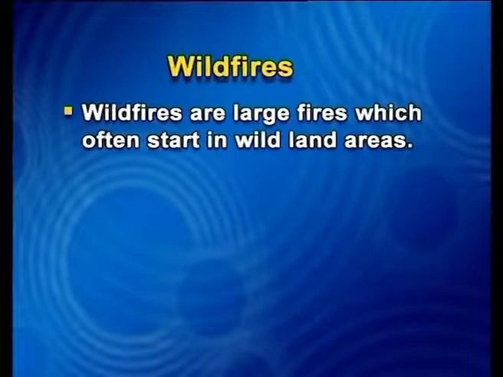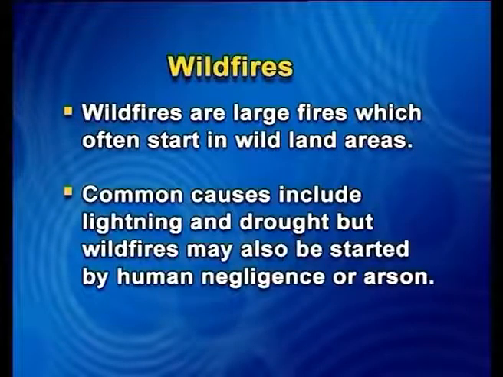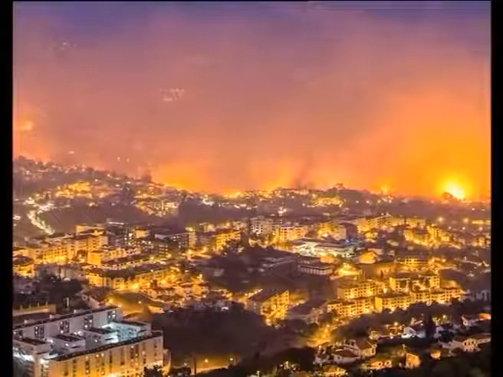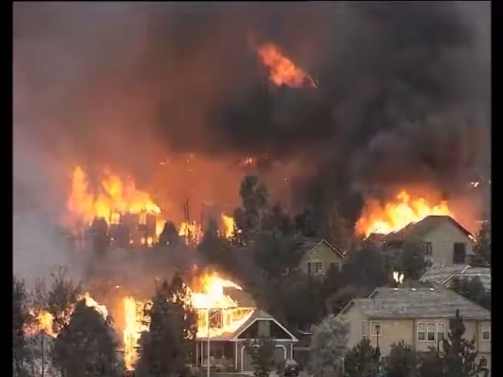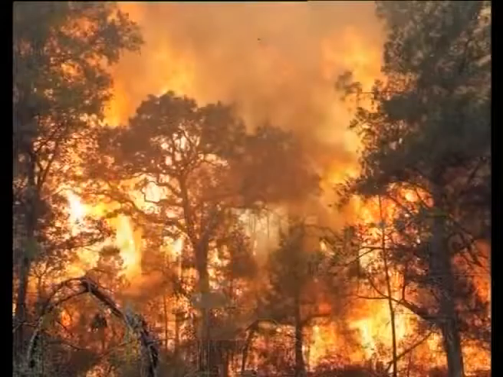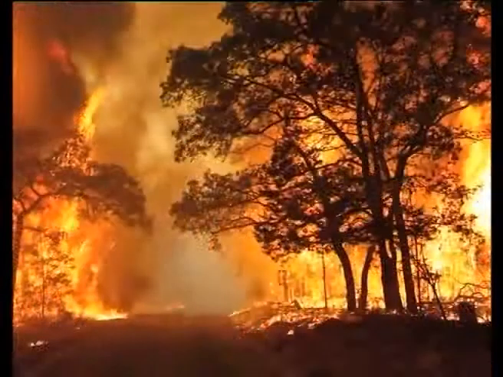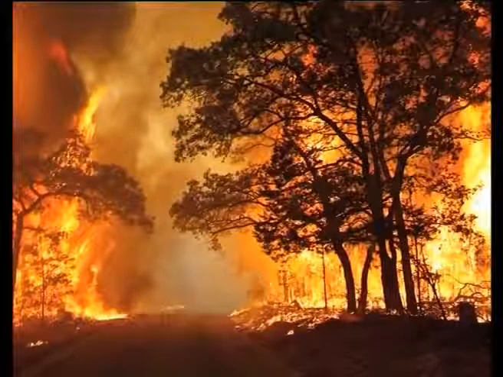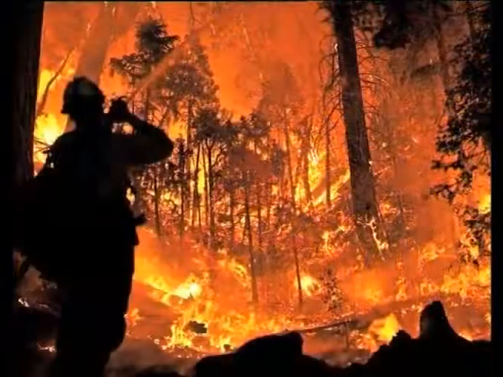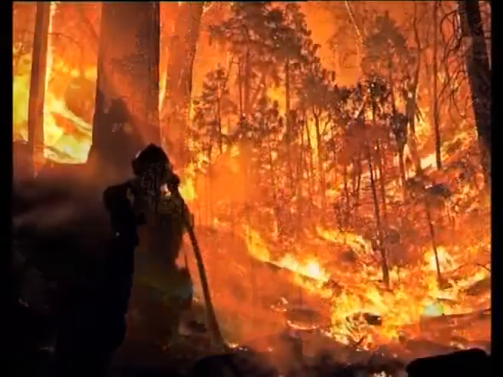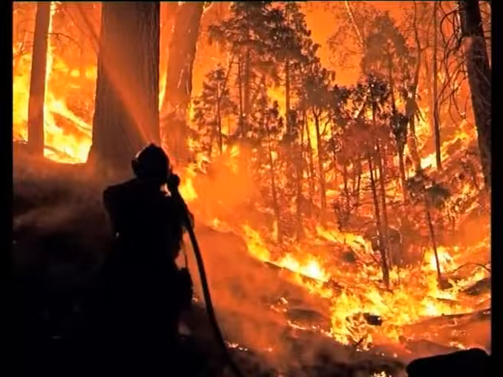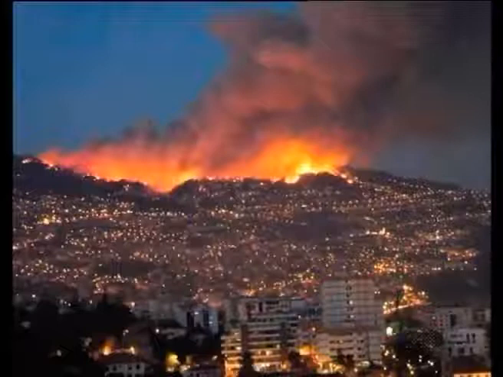Wildfires. Wildfires are large fires which often start in wildland areas. Common causes include lightning and drought, but wildfires may also be started by human negligence or arson. They can spread to populated areas and can be a threat to humans and property, as well as wildlife. Notable cases of wildfires were the 1871 Peshtigo fire in the United States, which killed at least 1,700 people, and the 2009 Victorian bushfires in Australia.